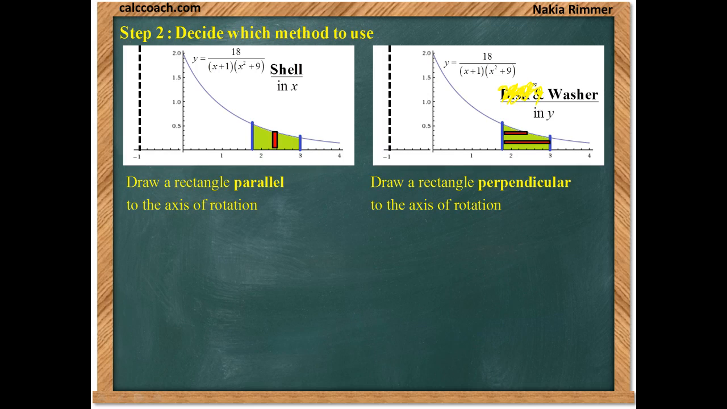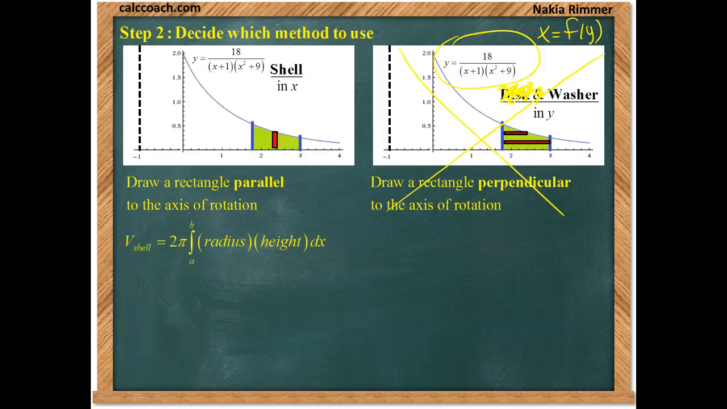Why can't we do it? Because it's in y, we need the formula solved for x as a function of y. Can't be done. So, definitely not that. So we have shell in x. Formula for shell: going to need the radius and the height. How do you get the radius? You attach the axis of rotation to the rectangle.